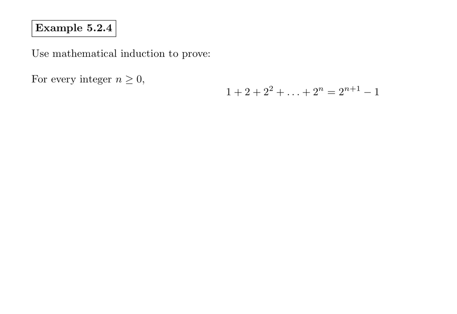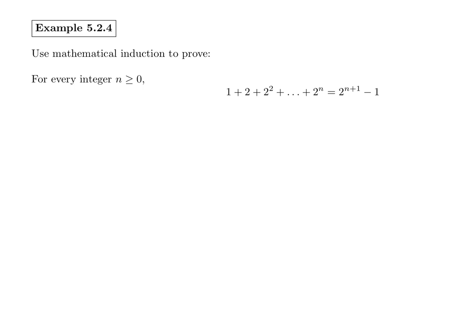For example 5.2.4, we're going to look at a different kind of induction proof. In this case, we have an exponential function. And notice that this one starts with n being greater than or equal to 0. So our basis case this time is going to be P of 0. So here we want to use mathematical induction to prove that for every integer n that is greater than or equal to 0, 1 plus 2 plus 2 squared plus our sum of all these powers of 2 up to 2 to the n is equal to the expression 2 to the n plus 1 minus 1.